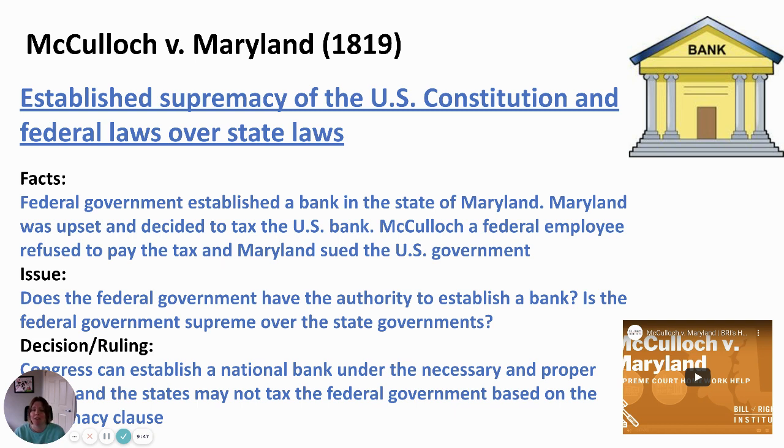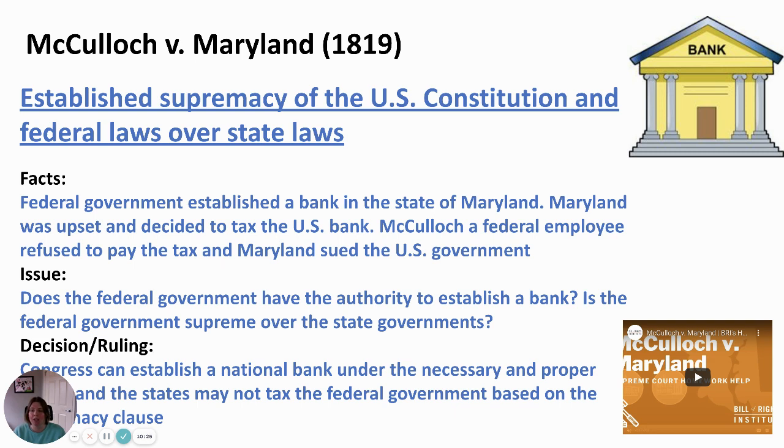Yes, the federal government does have the authority to establish a bank. Why? Because of the powers of the elastic clause, the necessary and proper clause, that allows Congress to expand their powers. They said that establishing a bank, even though it was not an enumerated power, is an implied power connected and related to other enumerated powers around coining money, around collecting taxes. And then the second question, is the federal government supreme over the state governments? Yes, it is. In the Constitution, we have something called the Supremacy Clause, which says the federal government and the laws of the federal government are supreme over the states, basically.